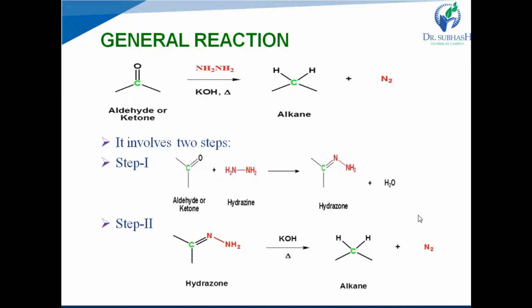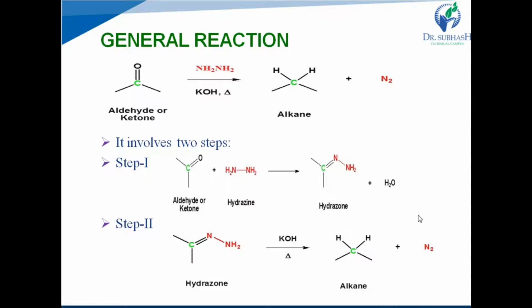This reaction can be simplified in two steps. They are given here. Step 1, that is formation of hydrazone. In this step, aldehyde or ketone reacts with hydrazine and forms the corresponding hydrazone with the loss of one molecule of water. What happens in this step? Oxygen from the carbonyl carbon and hydrogen from the hydrazine nitrogen are removed and form a water molecule. Simultaneously, nitrogen of the hydrazine molecule is attached to the carbonyl carbon by a double bond, that is the hydrazone.